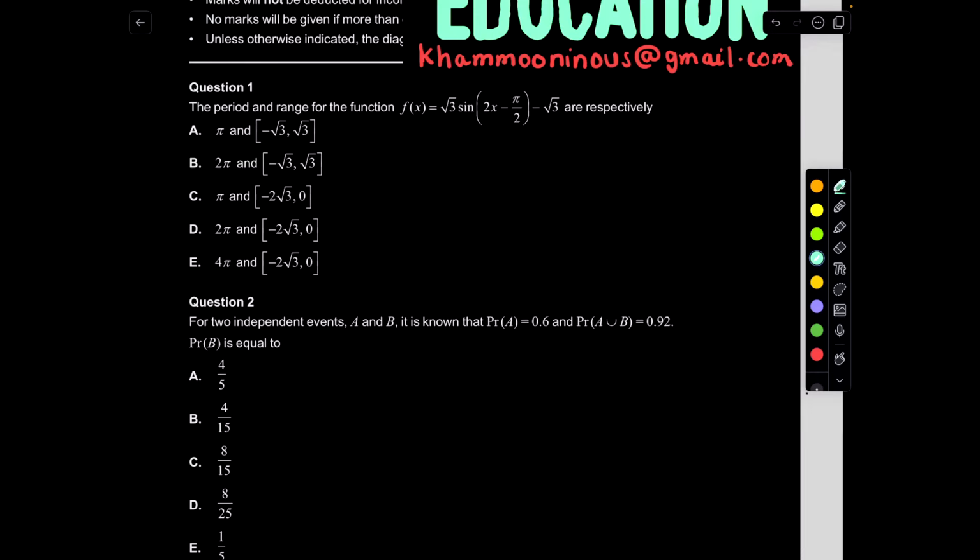Question 1. The period and range for the function f of x are respectively what? So we've got a sine function here. Remember, for period for both cos and sine, p equals 2 pi over n, where n in this case is 2. It's the constant that's in front of x. So your period is pi.